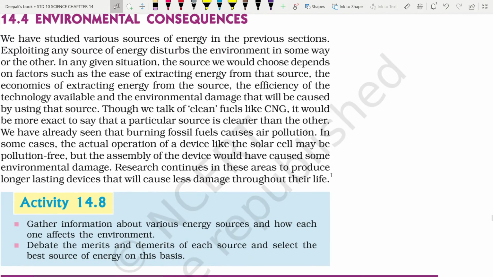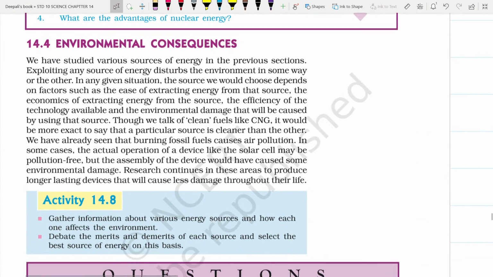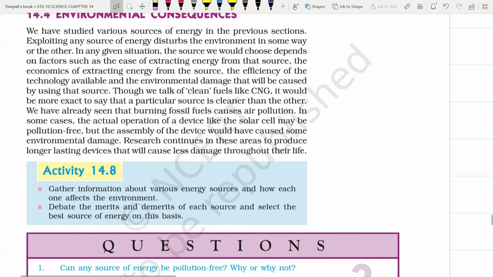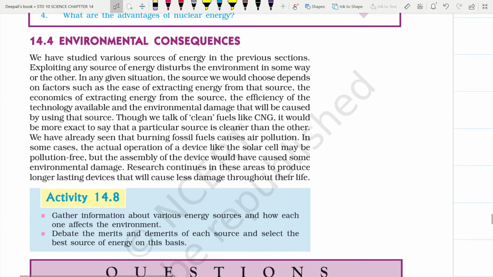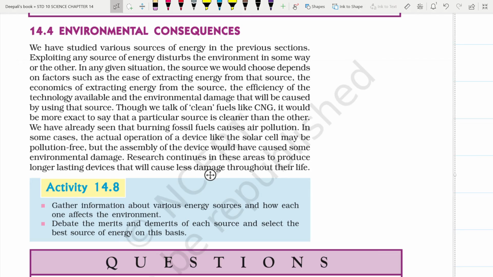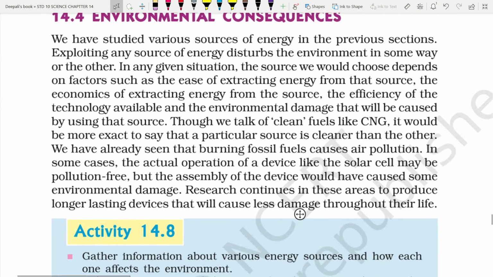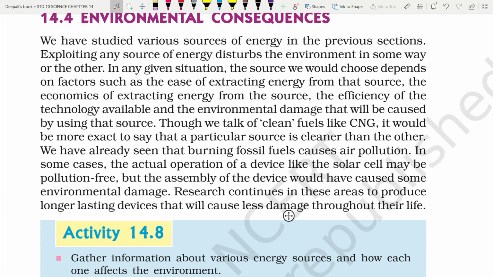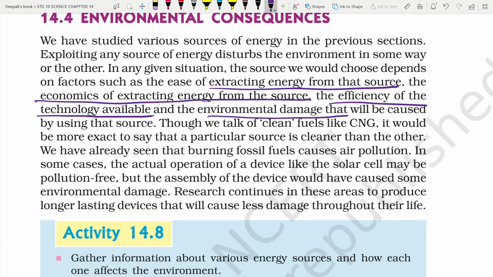Now let us see the environmental consequences of all these energy sources. We have studied various sources of energy in the previous section. Exploiting any source of energy disturbs the environment in some way or the other. In any given situation, the source we would choose depends on factors such as the ease of extracting energy from the source, the economic extraction of energy from the source, the efficiency of the technology available, and the environmental damage that could be caused by using the source.